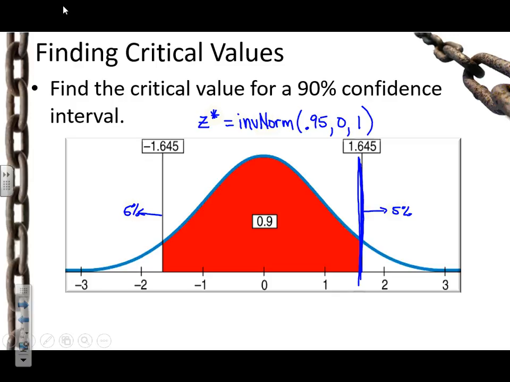Now, we could have calculated that same value using this lower cutoff, but instead of putting 95% in, what would we have put in? 5%. So if you go through the process again, go ahead and hit second vars, choose your inverse norm, and type in 0.05 this time for your area. And it gives you negative 1.645, right?